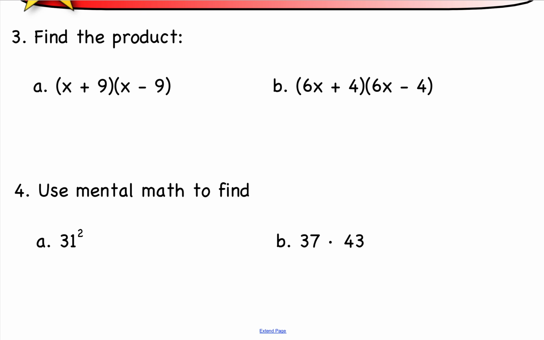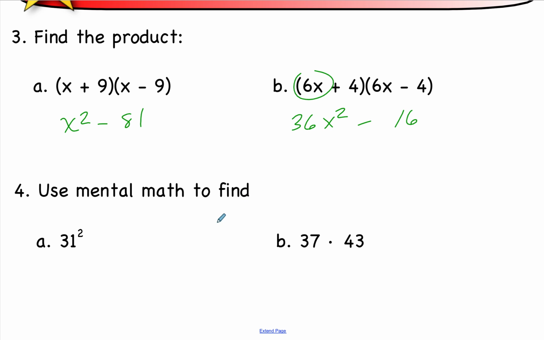So finding the product from the shortcut, we know that we can just take the square of the first one, which is x squared. The square of the last one is 81, and they're separated by a minus sign. Getting a little more complicated, 6x squared is 36x squared. 4 squared is 16, and they're separated by a minus sign. Very, very easy to do when we have a difference of squares.